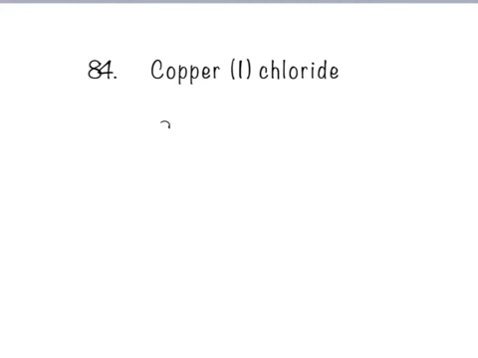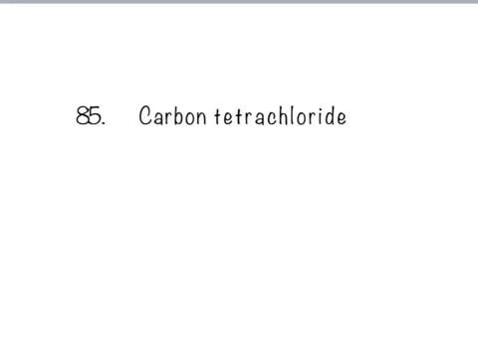Okay, copper 1 chloride, this tells me that in this instance copper has a 1+ charge, chloride is 1-, so copper 1 chloride is CuCl. We have another molecular compound, carbon tetrachloride, so that means 1 carbon and 4 chlorines.